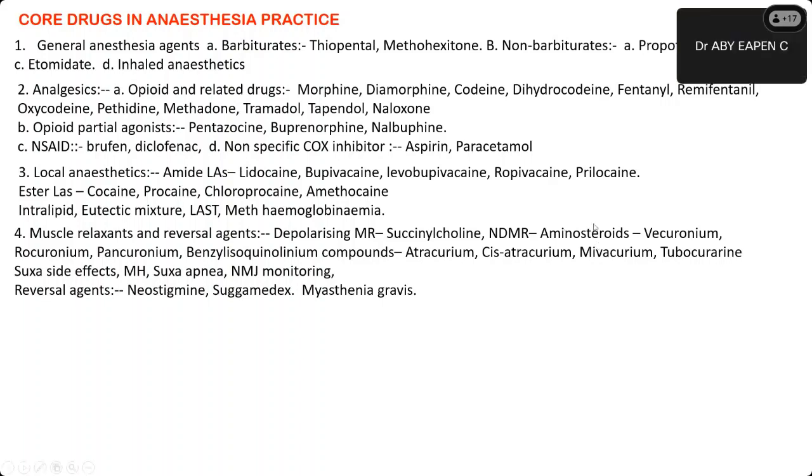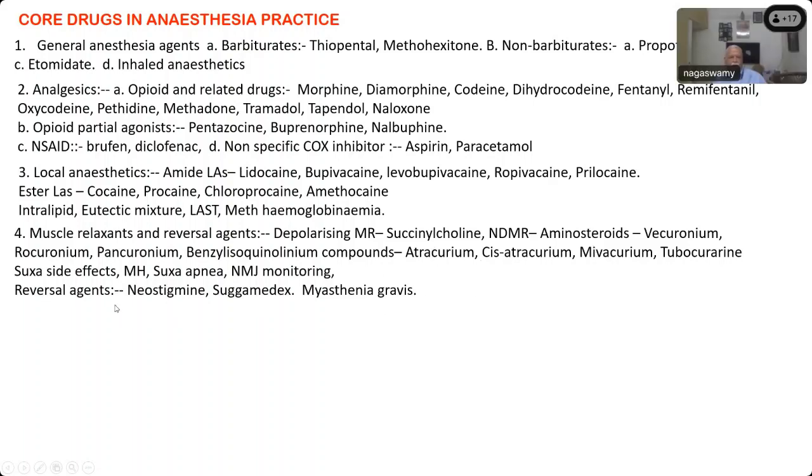So aminosteroids, for example, vecuronium, rocuronium, pancuronium. Then benzylisoquinolinium compounds: atracurium, cisatracurium, mivacurium. What is the peculiarity of mivacurium? It is metabolized by plasma cholinesterase enzymatic degradation. Shortest acting muscle relaxant. Okay. Which is the longest acting muscle relaxant? Pancuronium. Intermediate: vecuronium, atracurium, and cisatracurium. Okay, right.